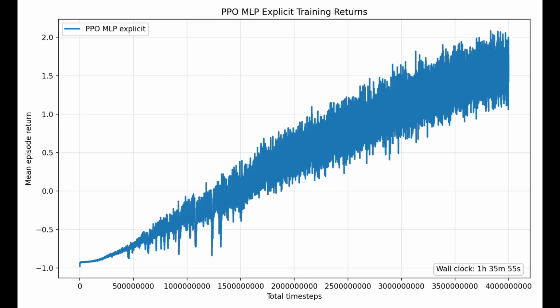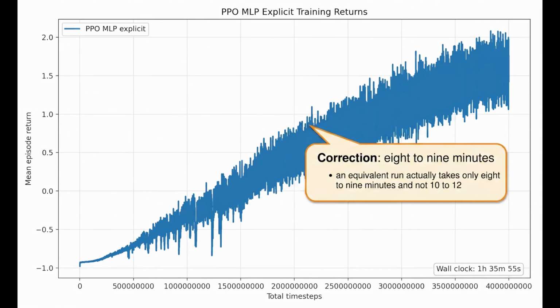Also pay attention to the wall clock time here. It took me about an hour and a half. Now, this is on the version of PPO that I wrote, and it's written for me to learn, so it's not optimized to be fast at all. An equivalent run in PufferLib took me about 10 to 12 minutes. So, huge difference. Makes you really appreciate what PufferLib can do.